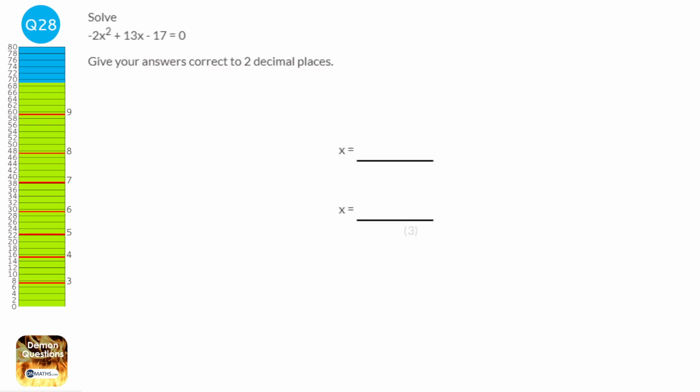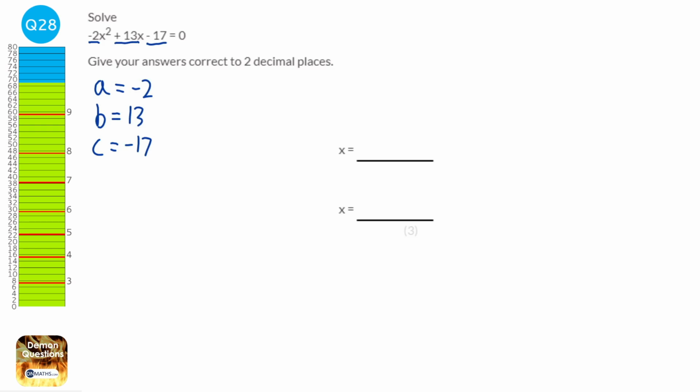Now this question is on the calculator paper, so we know we're going to be using the quadratic formula because it asks us to leave our answers to 2 decimal places. So for the quadratic formula, we need to work out what a equals, what b equals, and what c equals. Now a is the number before the x squared, which would be minus 2. b is the number before the x, which would be 13, and c is the number on its own, which would be minus 17.